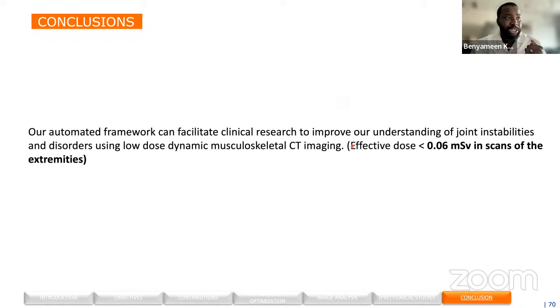And importantly, is the fact that we can do it at very, very low dose. So that's one of the main bottlenecks when people hear of dynamic CT. They are like, yeah, but you're exposing the patient to too much radiation dose. We actually managed to prove that we can do it at very, very low dose and still get good enough images that can allow us to automatically extract these type of information.